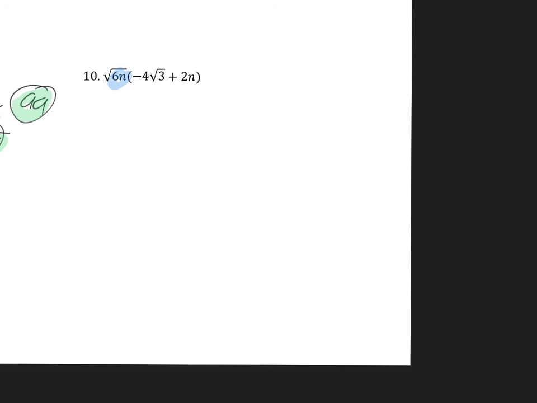Okay, so we have 6 and we have that 3. We have the negative 4 and we have the positive 2n. So let's go ahead and multiply these together. Okay, so I have negative 4 radical 6 times 3 is 18n plus 2n radical 6n. Okay, so now I'm going to double check that 18.